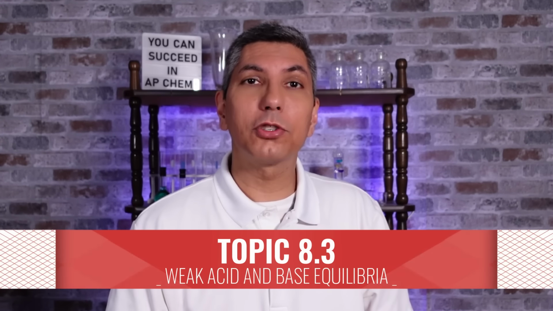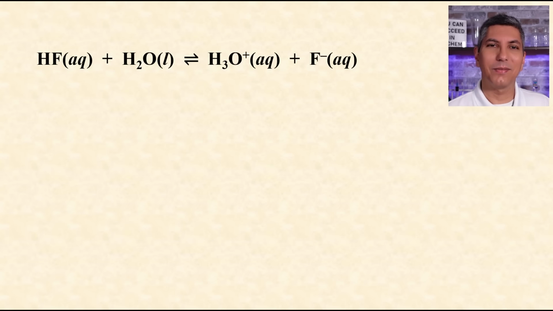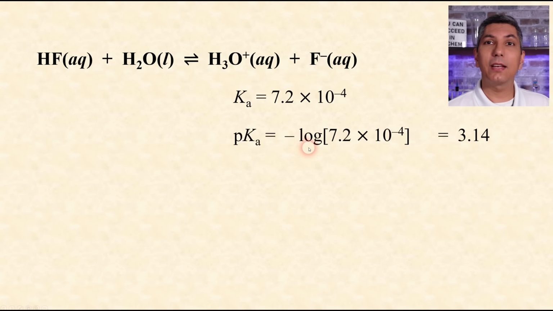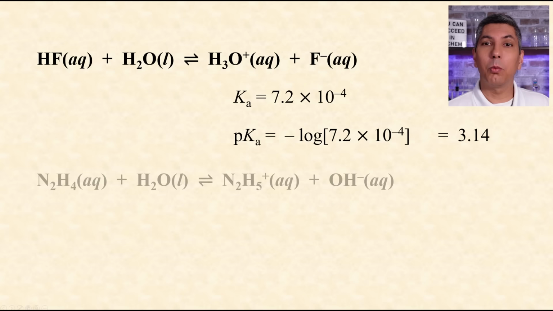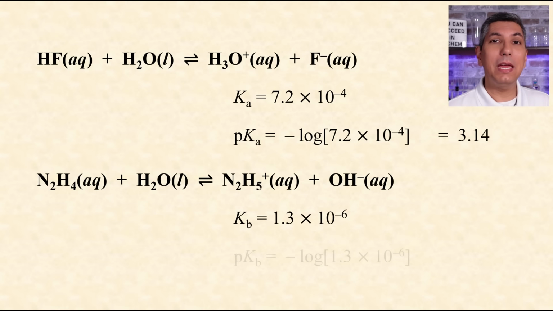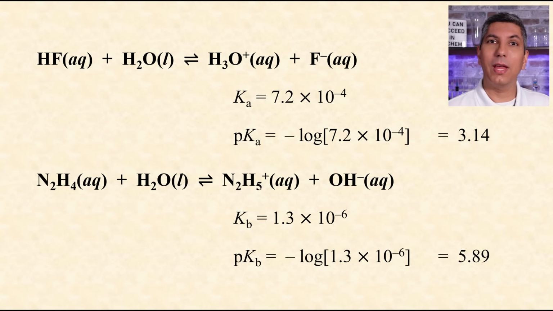For weak acids, we have to write their dissociation as a reversible reaction, which is an equilibrium. So in the case of hydrofluoric acid, its dissociation looks like this. As a reversible reaction, it has an equilibrium constant, which we call its Ka. Sometimes for convenience, we calculate its pKa, which is just the negative log of Ka. It works the same way for a weak base, except it reacts with water to form the conjugate acid and hydroxide ions, and its constant is called Kb. Likewise, pKb is the negative log of Kb.